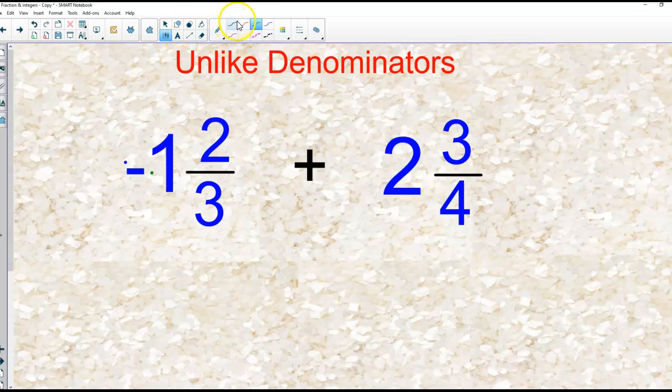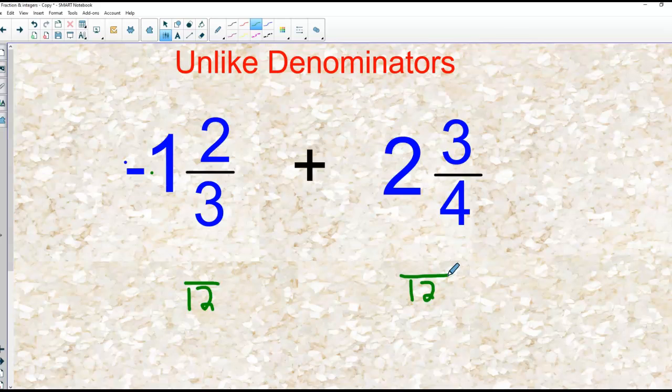Okay, if we look at the problems on the page, this one says negative 1 2/3 plus 2 3/4. Now we are moving on to unlike denominators. We can see one's a 3 and one's a 4. So our first step is still to find a common denominator. We've got to find something that works for both 3 and 4. And the smallest thing is 12. Okay, so I'm going to set them both equal to 12.